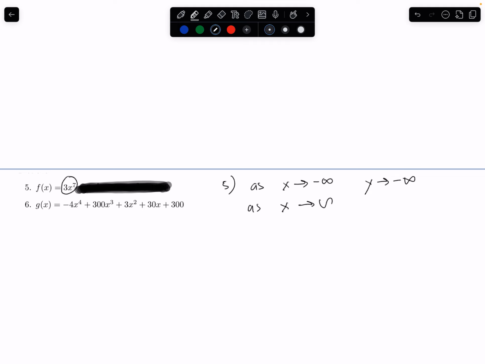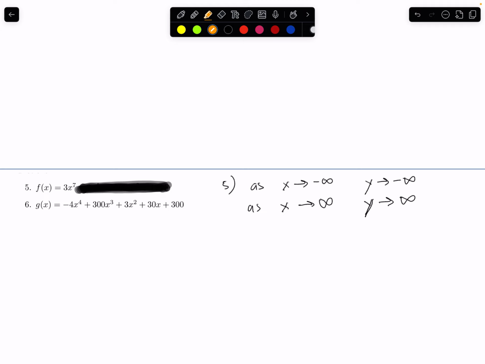As x goes to positive infinity, x to the 7th is positive, multiplied by a positive number, it's going to be positive. So y approaches positive infinity. Notice that even though I gave you all those rules, in the end I didn't really use them. I just reasoned my way through it: what would happen as x gets really big, towards negative infinity or positive infinity.